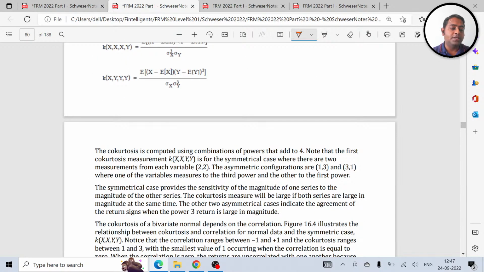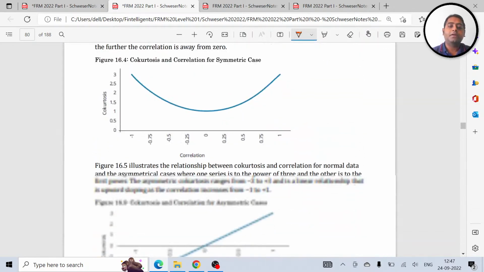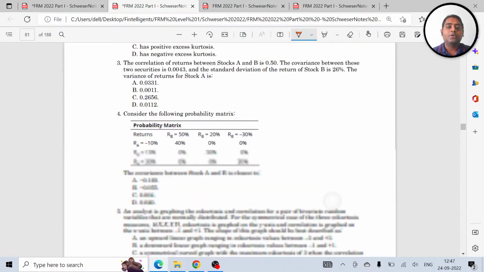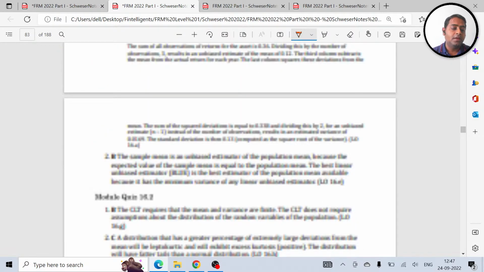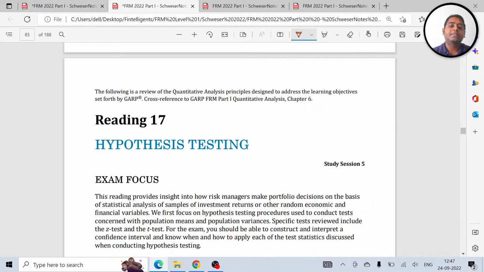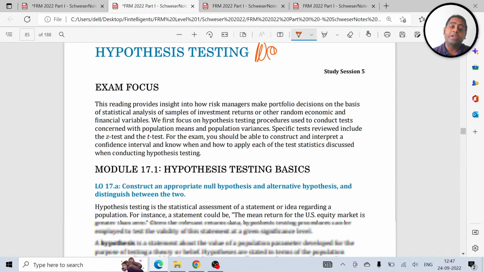Directly, let us move towards the next part. So we are done with this chapter. We are going to move towards hypothesis testing. Now, again, mark this as important. There are a huge lot of concepts which are important for linear regression also.